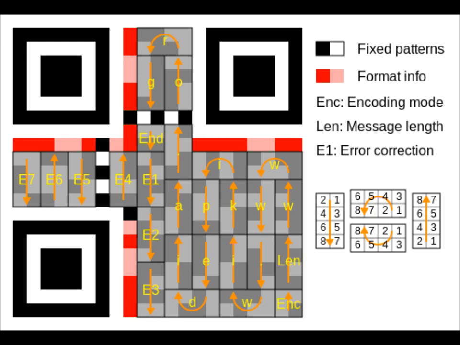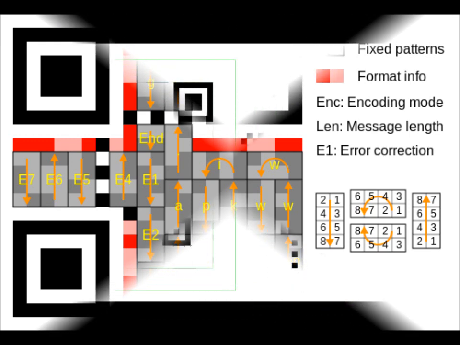This is how the scanner sees the code. The encoding begins from the bottom right, and the rest is placed from right to left in a zigzag pattern. But it is complicated by alignment patterns, marks, and EC blocks.